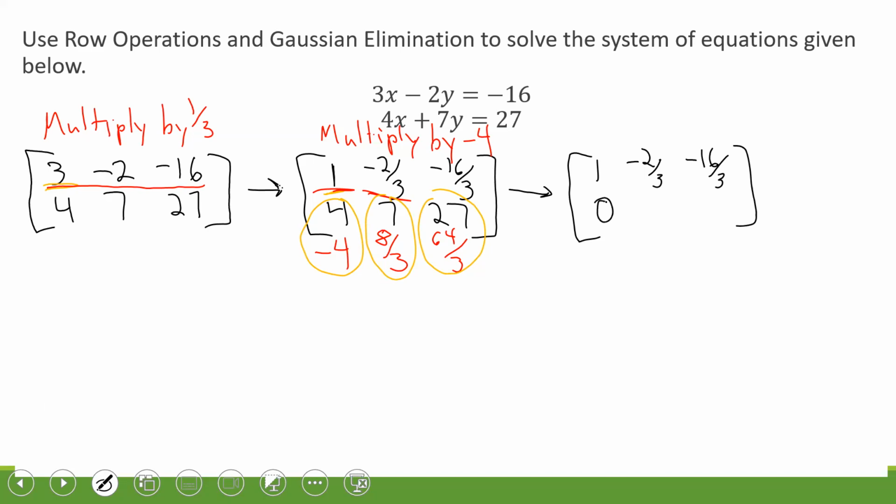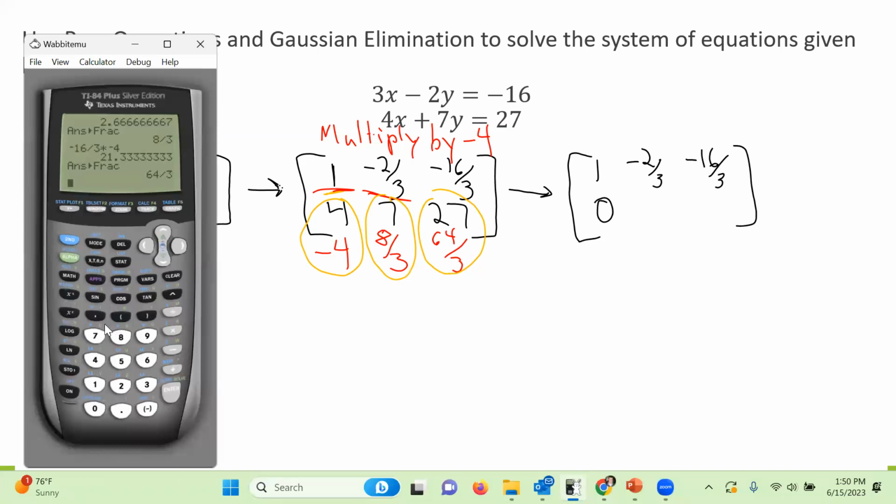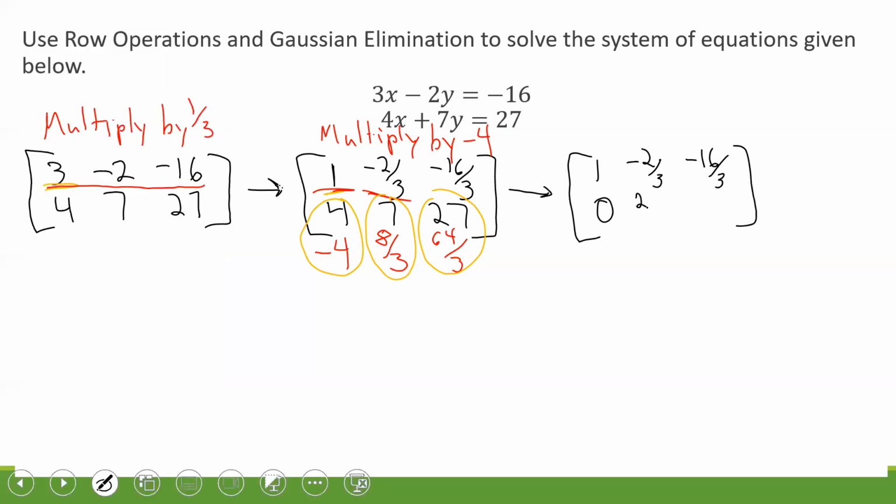That'll be 0. Next, I want to do the 7 plus the 8/3. I'm again going to go back to my calculator, allow it to do the work for me. So I'll do 7 plus 8/3. Get that answer. Again, I'm going to convert it back into a fraction. That'll give us 29/3 as the second entry in the bottom row.